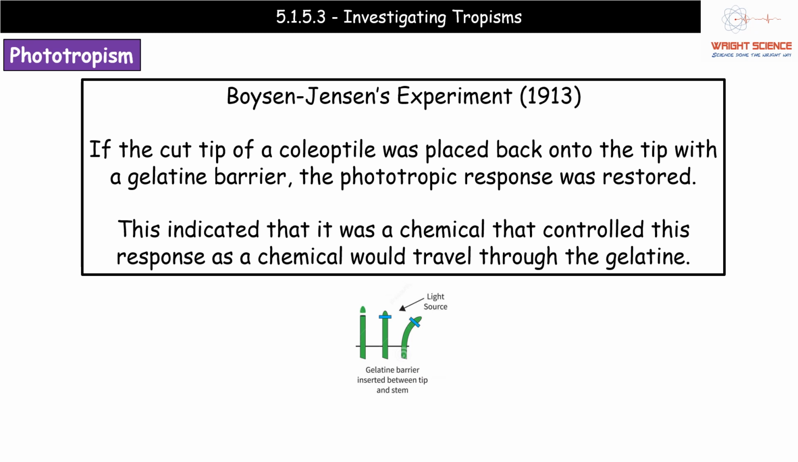So the next one, 1913, Boyce and Jensen's experiment. We're back to our little coleoptiles again. And we've cut the tip off once more because that seems to be the starting point for a lot of these experiments. But this time, what Boyce and Jensen did was they actually put this little barrier in there of gelatine. Now, what they then did was place the little tip on top of that gelatine barrier, and what we then saw, it bent towards the light again. So from this, they came up with the conclusion that there was some kind of a chemical being produced in the tip that caused this response, because that chemical was able to diffuse through the gelatine and reach the rest of the stem.